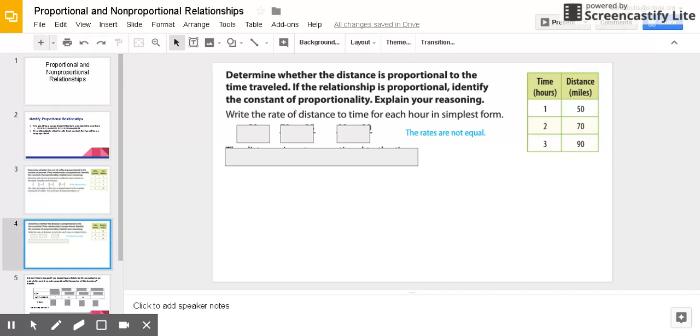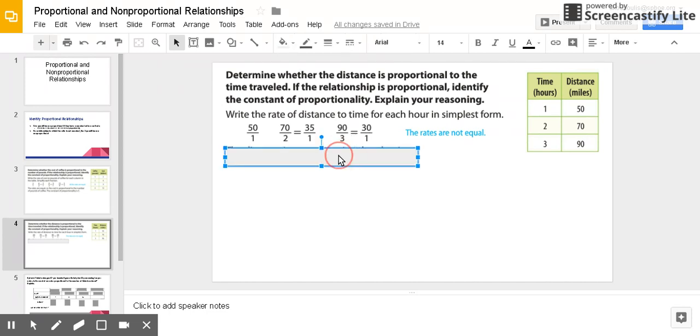Distance to time. So our first ratio is going to be 50/1. Our next ratio is going to be 70/2, or 70 miles in 2 hours. And then our last ratio is going to be 90 miles over 3 hours. Do they all simplify to 50/1? 70/2 doesn't simplify to 50/1, and 90/3 doesn't simplify to 50/1. So the distance is not proportional to time in this case.